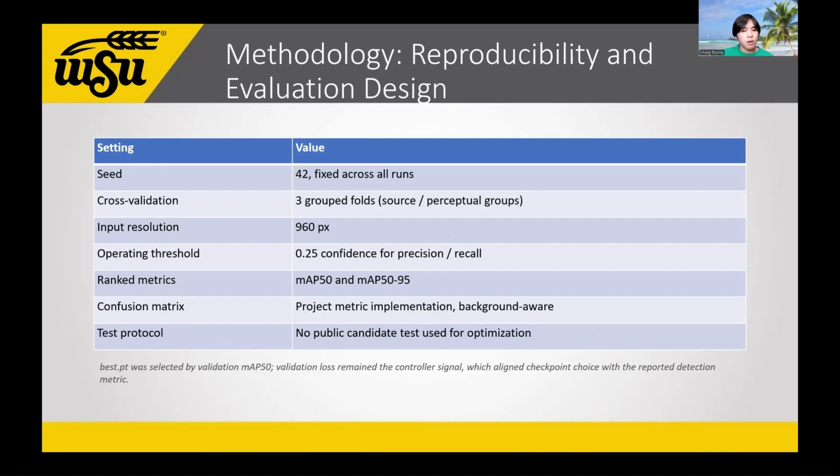The best checkpoint was selected by validation mAP50, while validation loss remained the controller signal. That kept the checkpoint selection aligned with the metrics that I actually report.